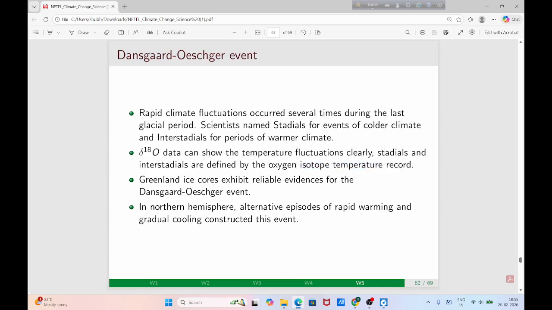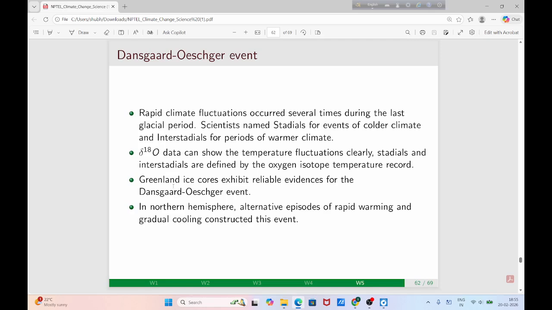we will get the temperature in that particular region or at that particular time. Now that data showed that the temperature fluctuations were there. The stadials and interstadials were clearly visible using the delta 18O data. Now the problem is from where you will get the delta 18O data, that is the question.